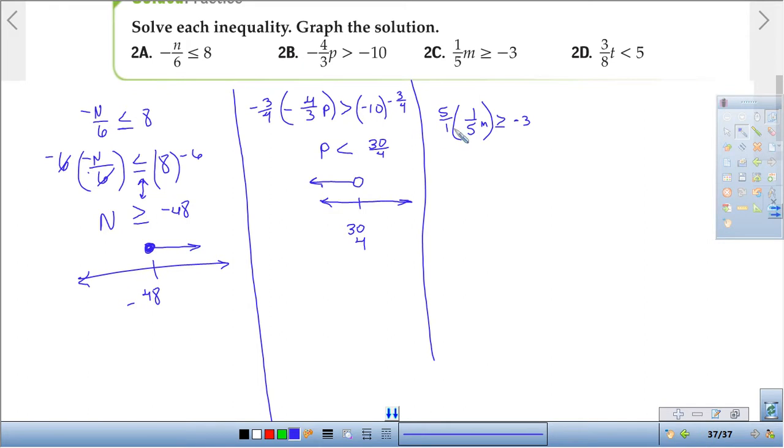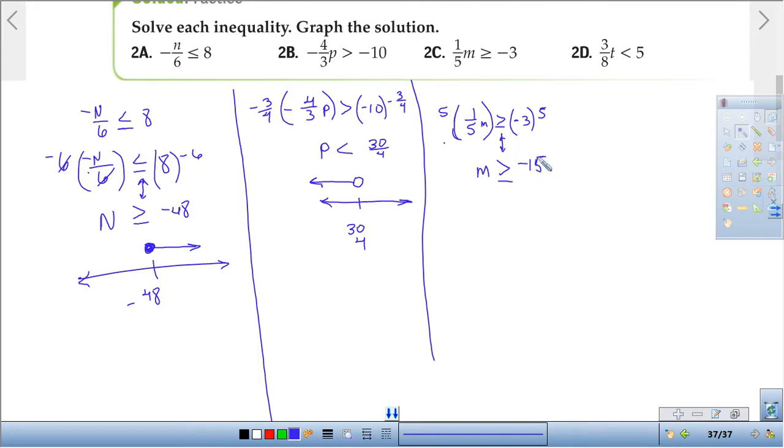5/1, guys, which is 5. So you're going to write 5. Multiply by 5. This cancels out, giving me m. I did not multiply by a negative, so the symbol stays the same. Negative 15. Sir, but you got a negative 15. Yes, I did not multiply by a negative, so this thing stays the same.